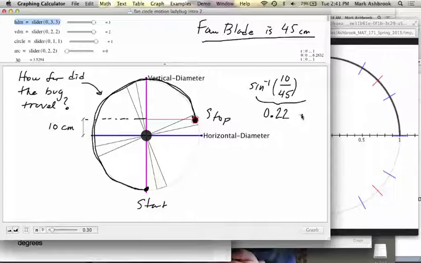0.22. And we got to know what that is. Is that centimeters? That is radians. That's openness. And in our picture, what angle of openness is that?